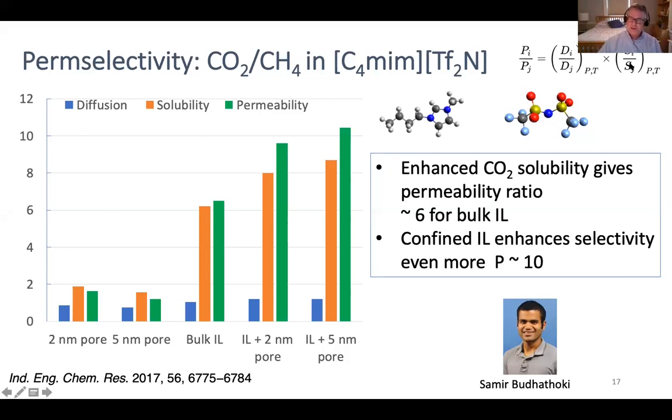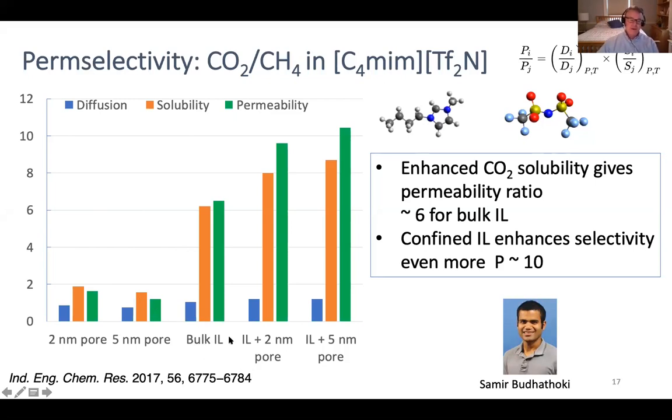The solubility ratio in orange is about 2. So CO2 is about twice as soluble as methane at a given pressure. And so you take the product of those two. So this diffusivity ratio is actually a little bit less than 1, so this number comes down. You don't get much of a separation with an empty pore. And if the pore is even a little bit bigger, you still don't really get much of a separation.